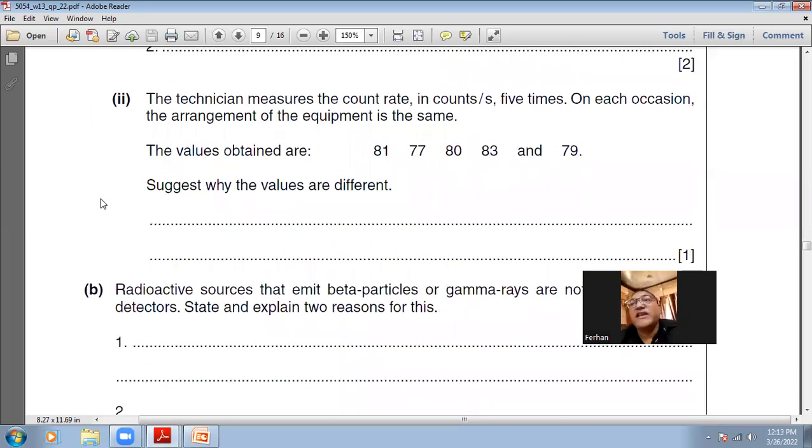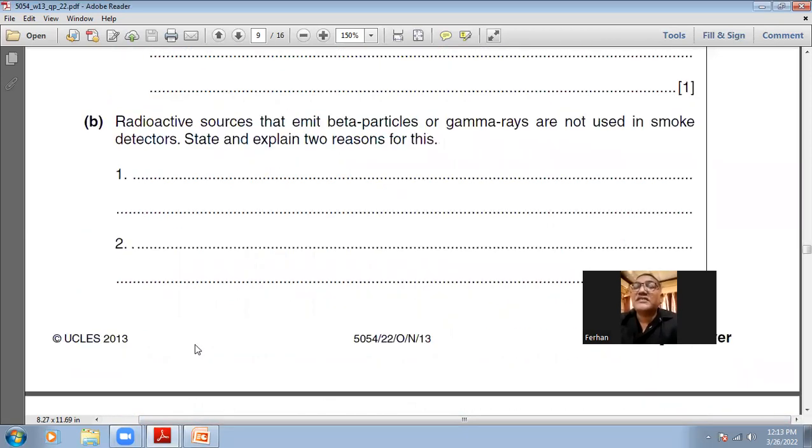The technician measures the count rate in counts per second 5 times. On each occasion, the arrangement of the equipment is the same. The values obtained are 81, 77, 80, 83, and 79. So that's why the values are different. You see, the emission of the alpha particles, or you can say the radiation, is a random process.